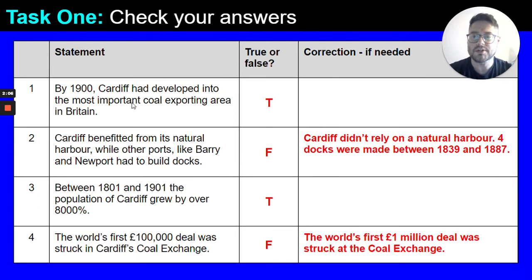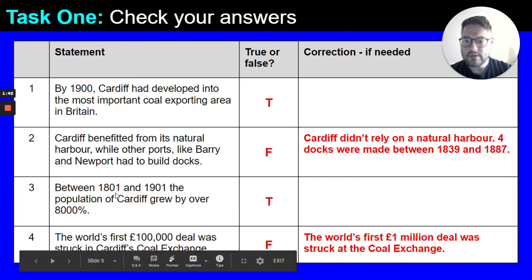It became more important than Newport or Barry or Penarth. Cardiff benefited from its natural harbour, while other ports like Barry and Newport had to build docks. False. Cardiff, to be honest, I don't know if it had a natural harbour or not, but they built 4 docks, and that's how they were able to edge out the competition of Newport and Barry and places like that. The next one is true. The population grew by a massive 8,000%. And the world's first £100,000 deal was struck at Cardiff's Coal Exchange is false. It was actually the first 1 million deal, at the Coal Exchange.